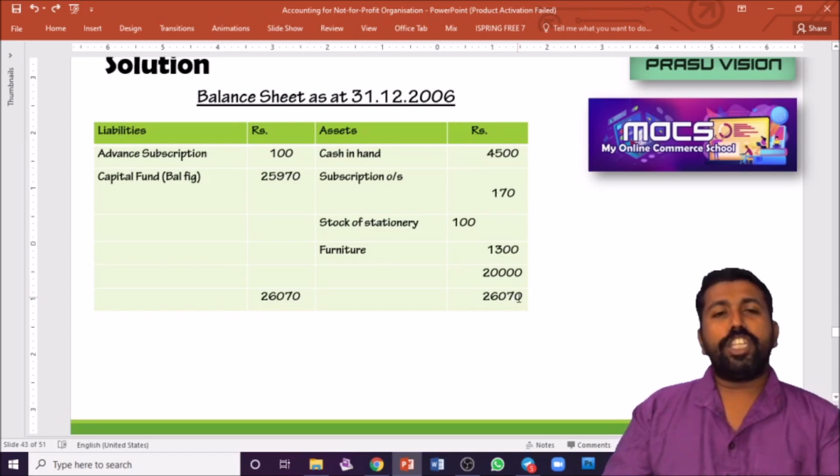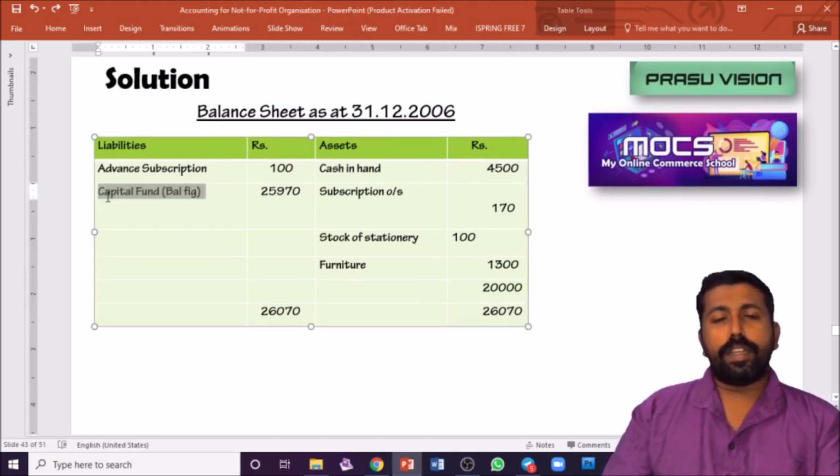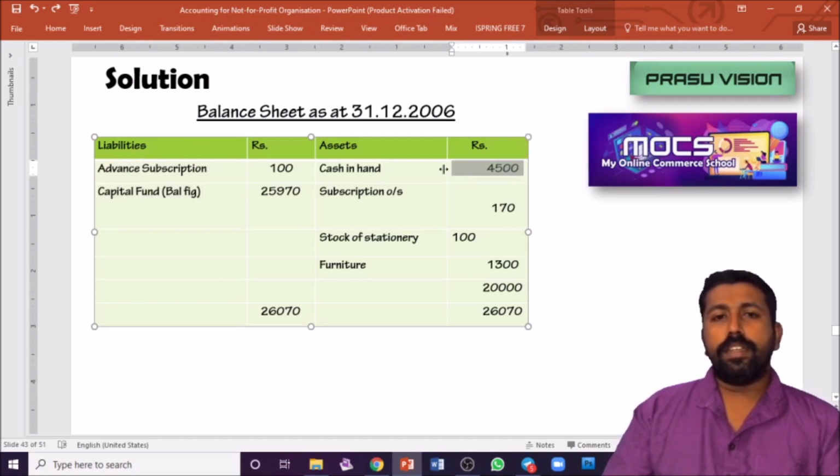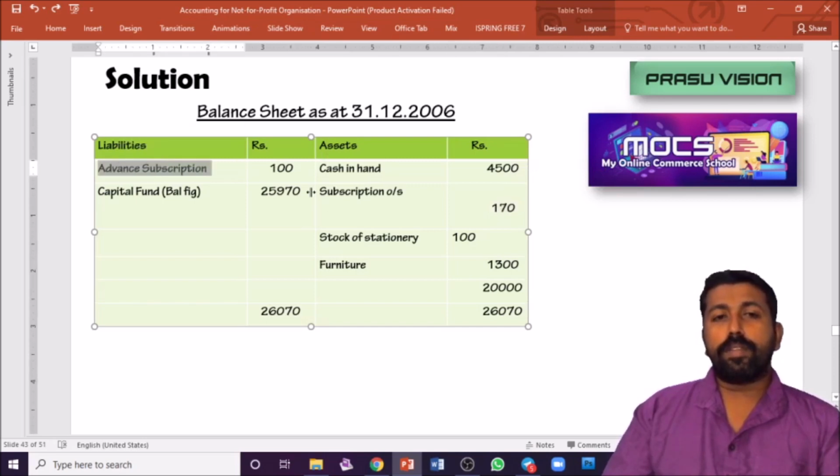So the opening balance sheet is prepared to find out the amount of capital fund. Cash in hand opening value we have taken. Subscription outstanding at the beginning of the year taken. Advance subscription at the beginning of the year, opening value taken 100. Stock of stationery opening value 100 taken. Furniture 1,300 and land and building 20,000.